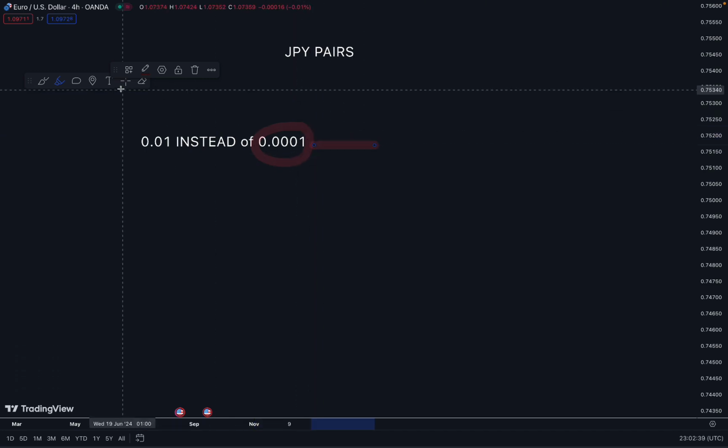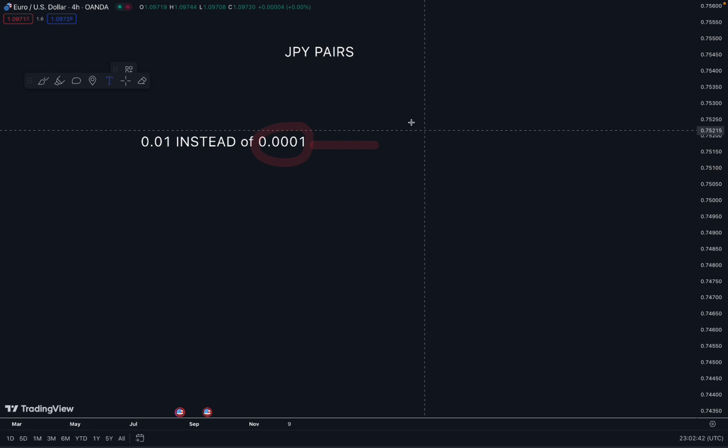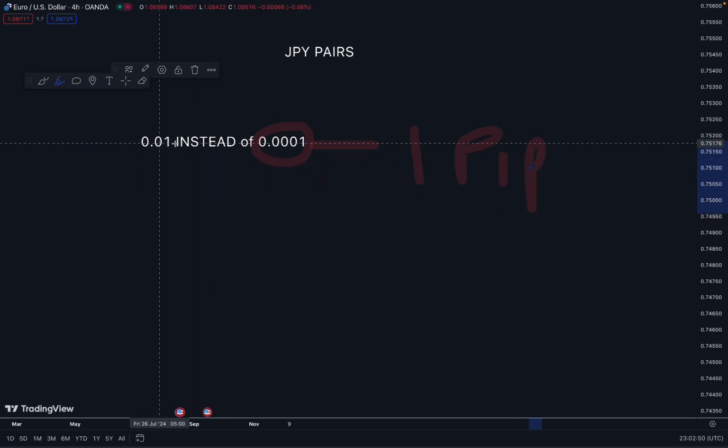0.0001, which is the same as 1 pip. So this is the same as 1 pip. But for the JPY pairs, 0.01 is the same as what? 1 pip.